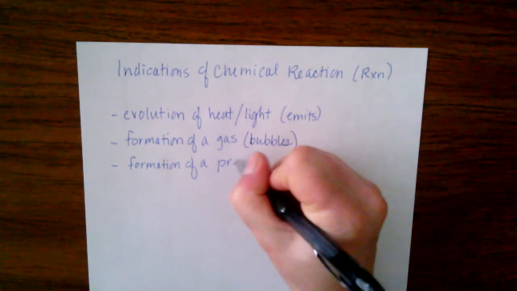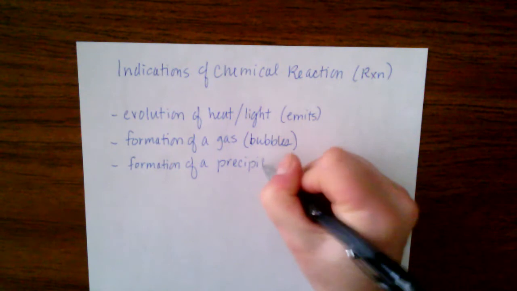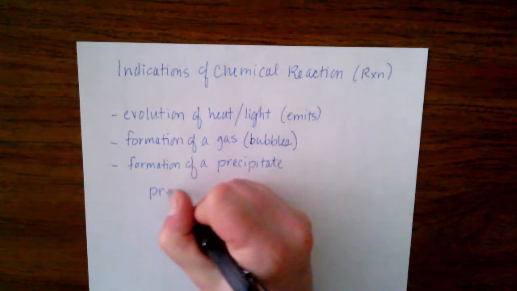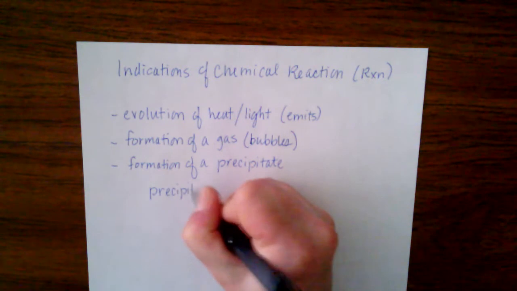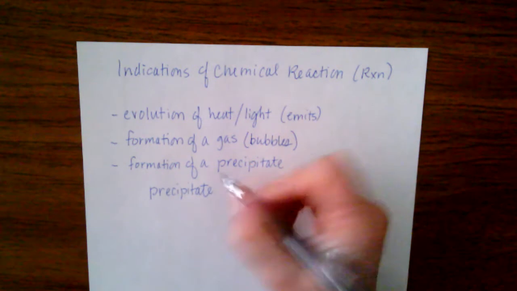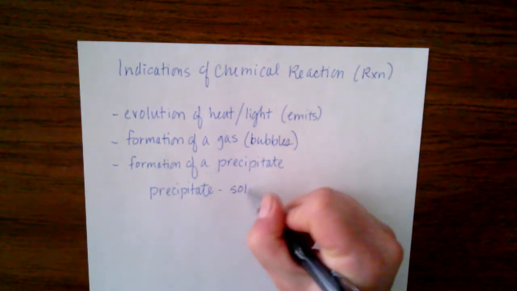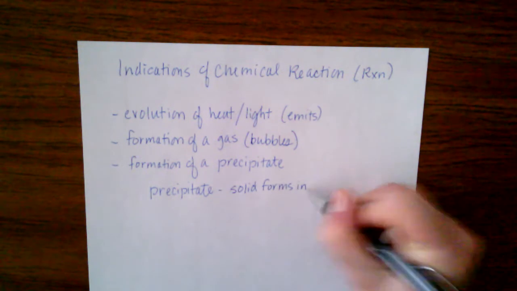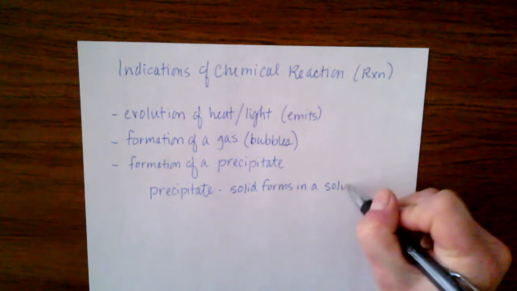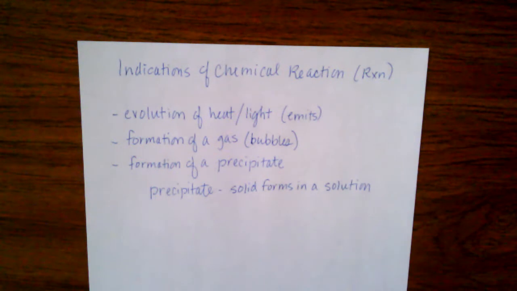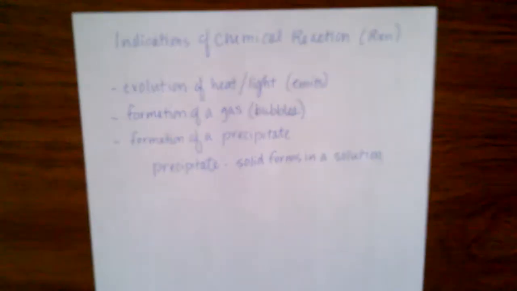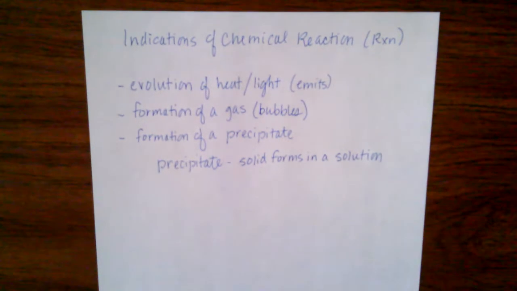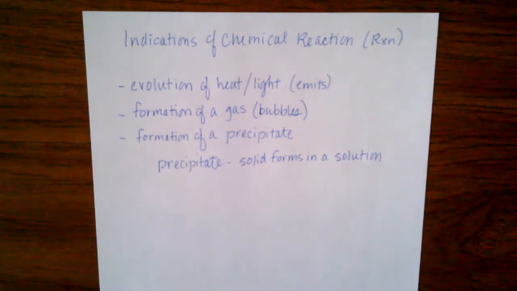Formation of a precipitate. And a precipitate is just a solid that forms in a solution. So if you pour two liquids together and a solid forms in it, that would be a precipitate, and that would be an indication of a chemical reaction.